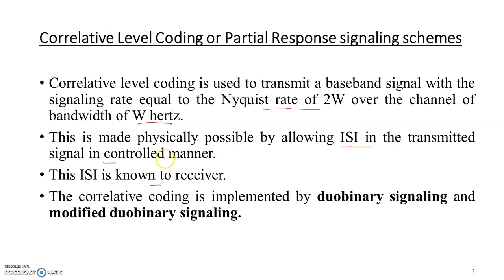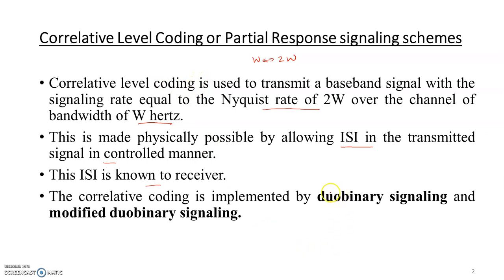We have already seen that this Nyquist bandwidth of W hertz, the ideal Nyquist channel, is impossible to implement practically. We have seen the raised cosine, but in the raised cosine what we have done is increase the bandwidth, that is, the bandwidth ranges from W to 2W. In the case of correlative level coding, the bandwidth is again the same, W hertz, but we introduce a small amount of ISI which is known to the receiver. So how do you get this correlative level coding?